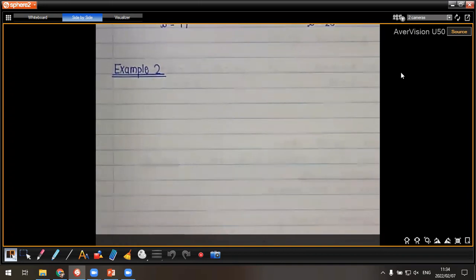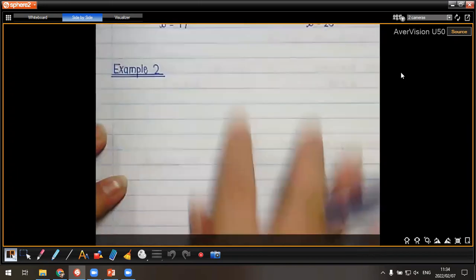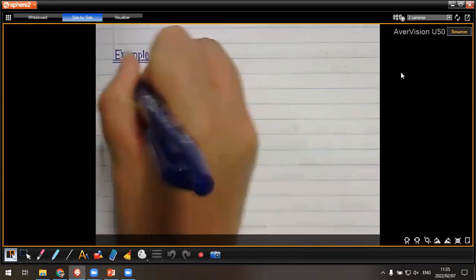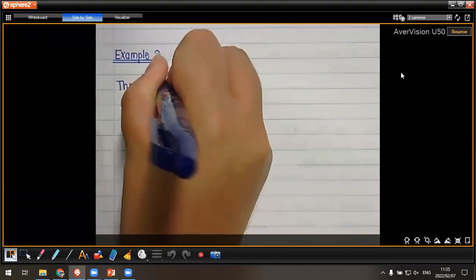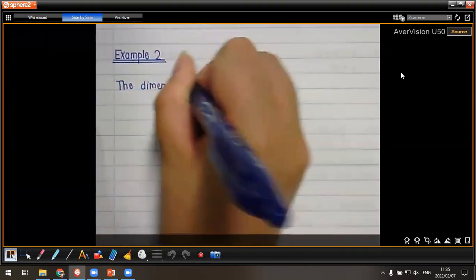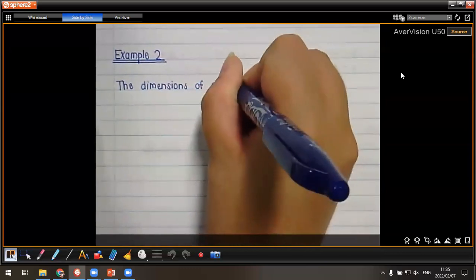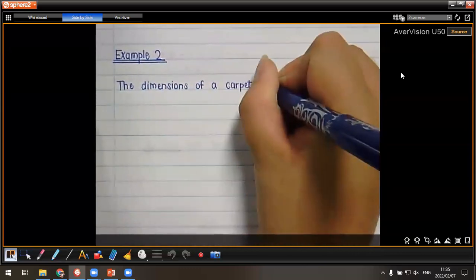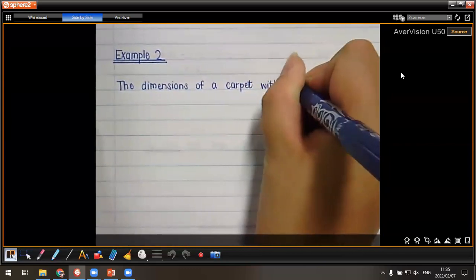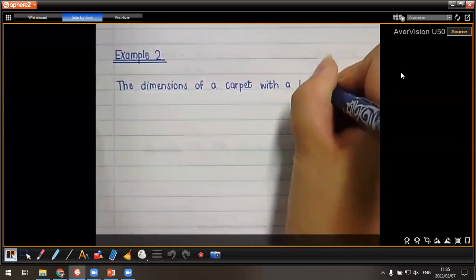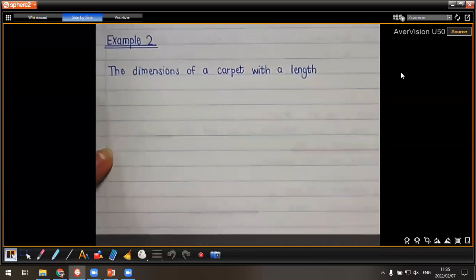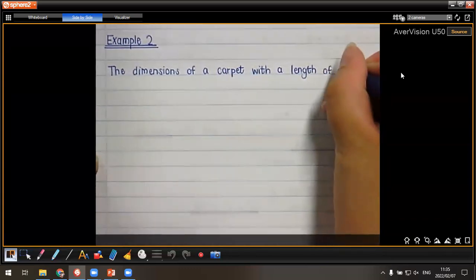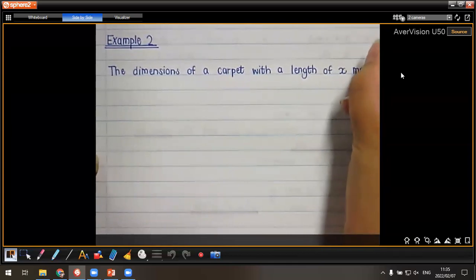All right, guys, example 2, it is printed on that page that I handed out to you, but I am actually going to just write it out as well. Yeah, I like having the question when I am discussing it, but you don't have to, obviously. So they're saying the dimensions of a carpet with a length of x meters. So they're telling us what x is in this case, right?